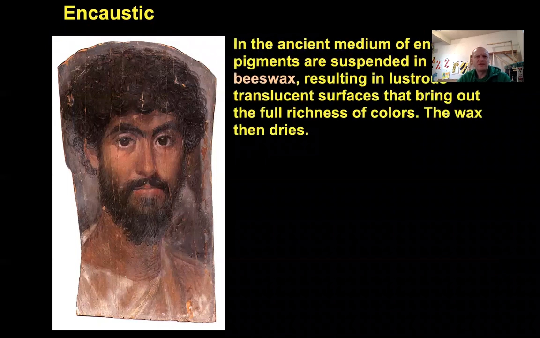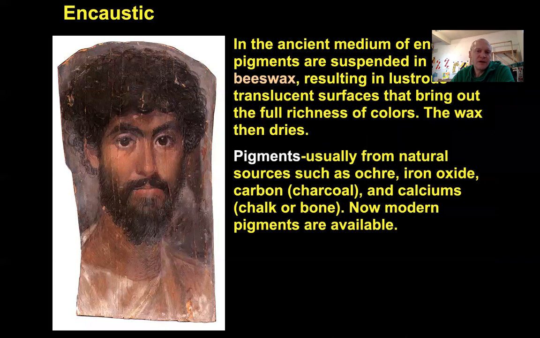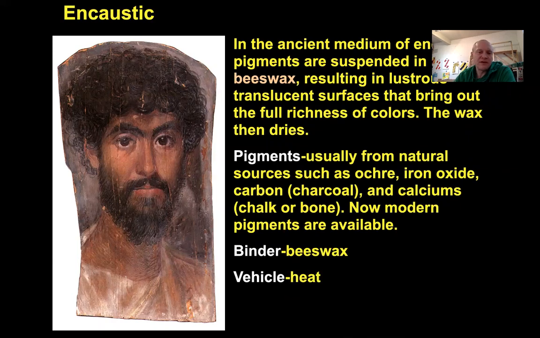Encaustic. Encaustic is a really ancient medium of suspending pigments in beeswax, which really results in a lustrous surface. So you would heat up the beeswax and mix in pigment, and then when the wax dries, you end up with this solid paint layer. And the pigments are usually derived from natural sources like ochre, iron oxide, carbon, like we saw with drawing, so charcoal, and calciums like chalk or bone. And now more modern pigments are available. Again, the binder is beeswax, the vehicle is heat.